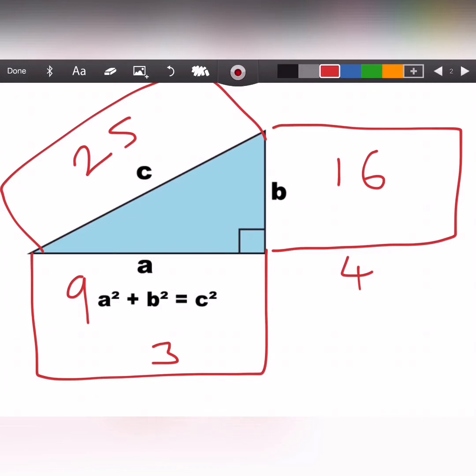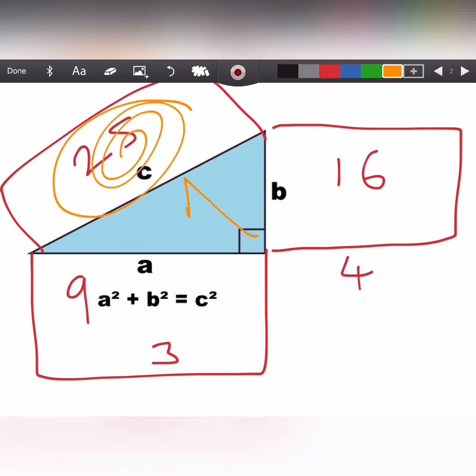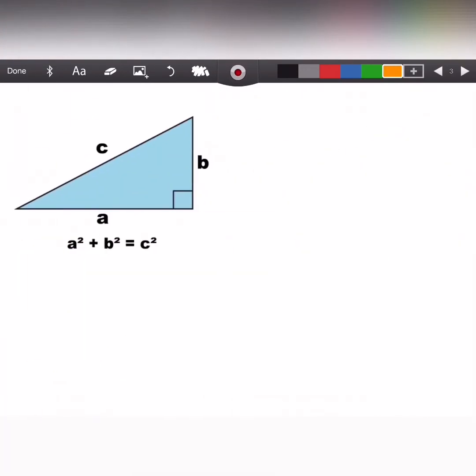The area of the largest side, which is always the hypotenuse, the side opposite the right angle, will always equal the area of this side and this side added together. And we can use this to find missing lengths of triangles.